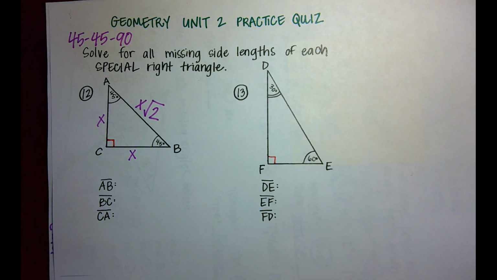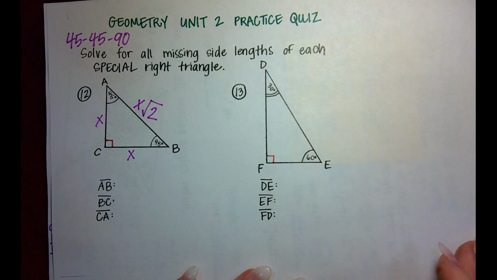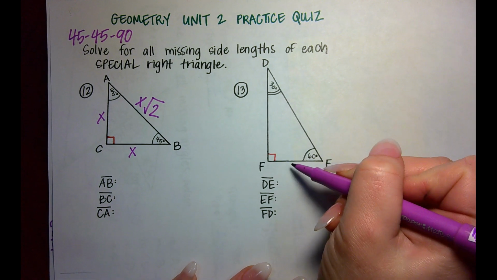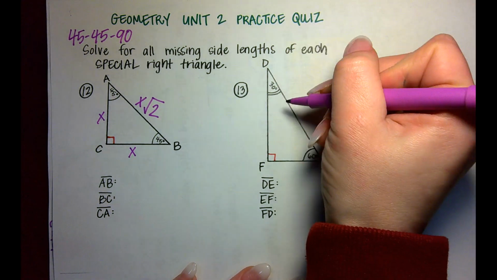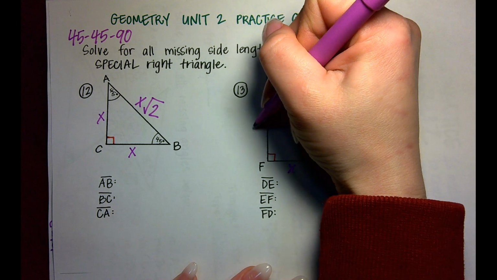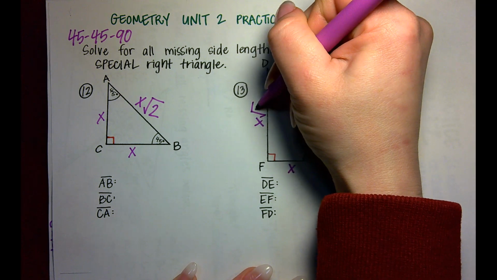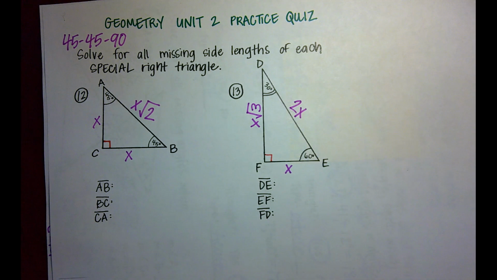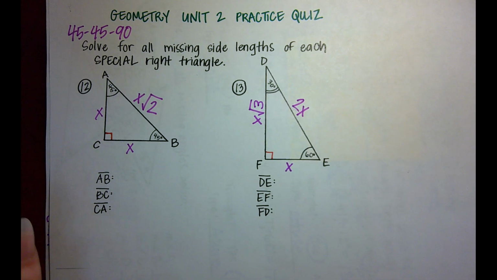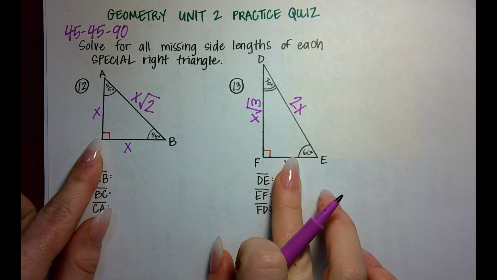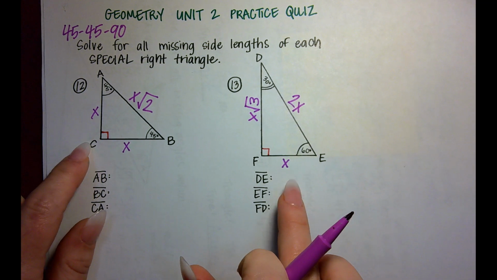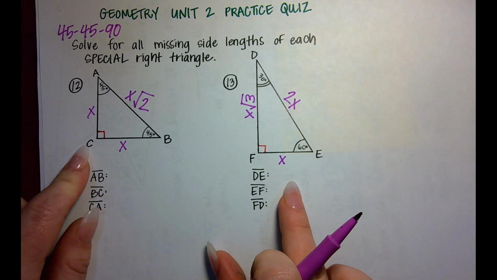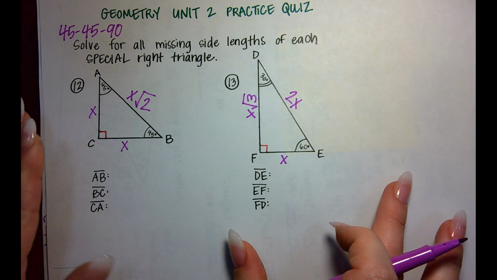And then how about my 30-60-90? X, X radical 3, and 2X. Good. X radical 3, and my hypotenuse is 2X. Okay, this will not be written on your quiz. Have this written down. You will need it.